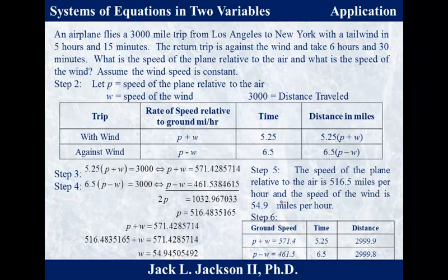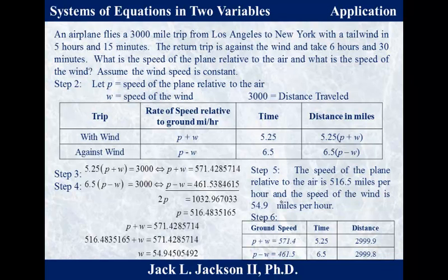And the time it takes is 6.5 hours. The distance covered then is 6.5 times (P minus W), and both of those are 3,000. So our system of equations is that 5.25 times (P plus W) equals 3,000, and 6.5 times (P minus W) is 3,000.